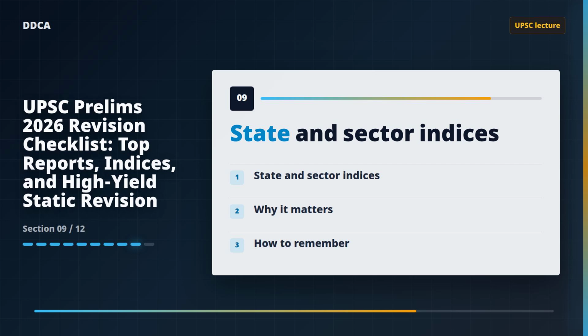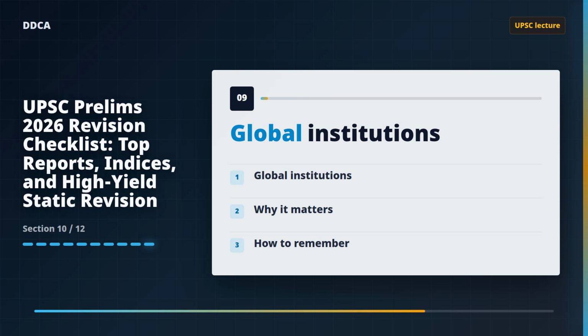Now let us discuss international organizations and their flagship reports, because these are repeatedly asked in prelims. The best approach is to revise the organization and its broad subject area. For example, the UNDP is associated with human development. The World Bank is associated with development economics, poverty, and global data. The IMF is associated with macroeconomics, global financial stability, and fiscal outlook. The WHO is associated with health.